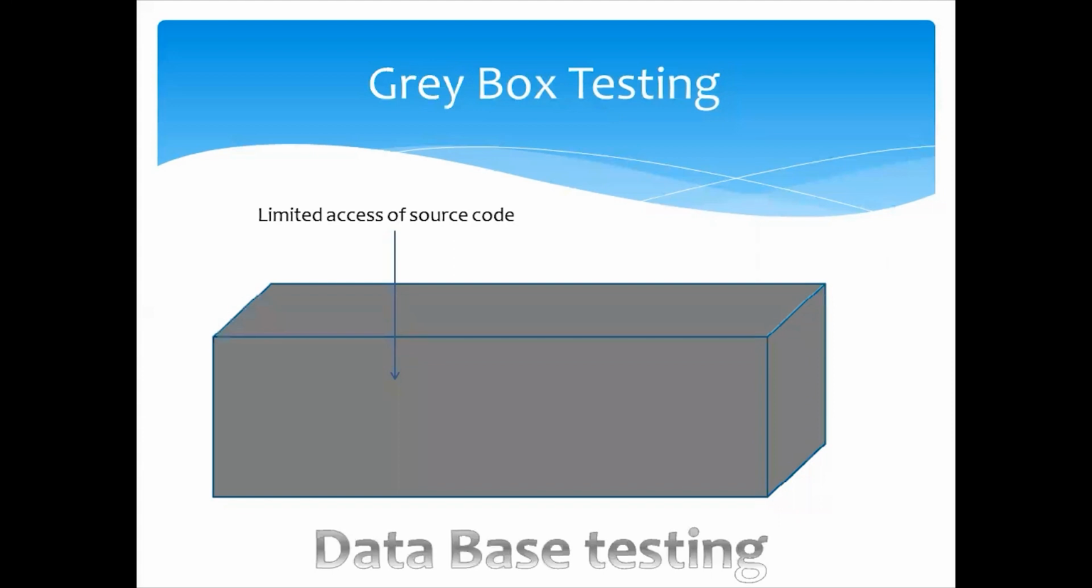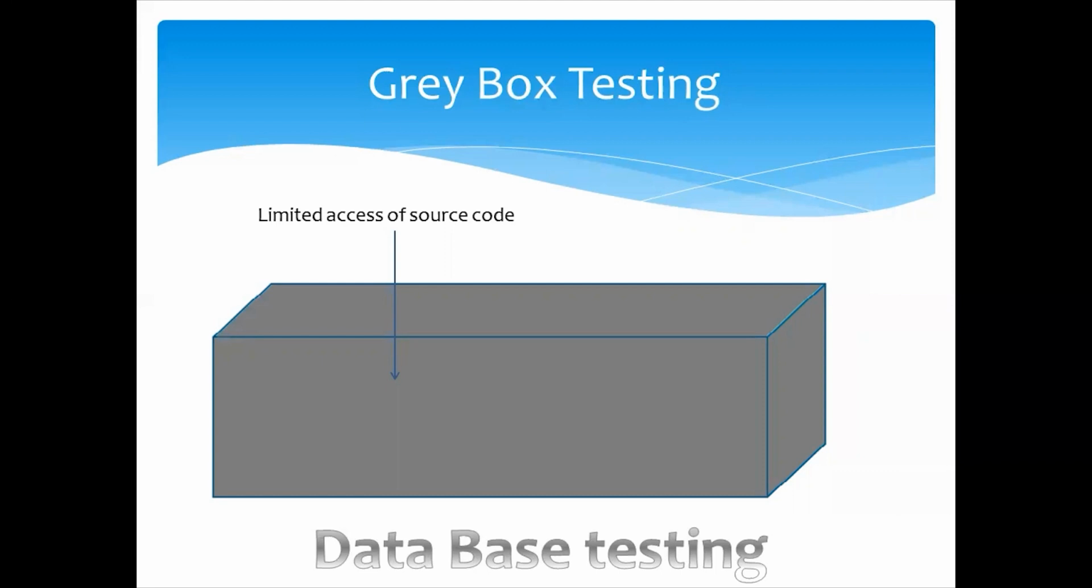gray box testing. So here the test engineers or customers will have limited access to the source code. They don't have complete access to the source code, but they will have some kind of limited access to it. For example, database testing is a good example of gray box testing. For database testing, we are accessing our database tables, right? So we can say this is limited access to the source code.